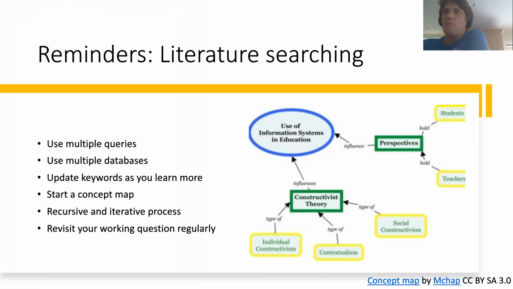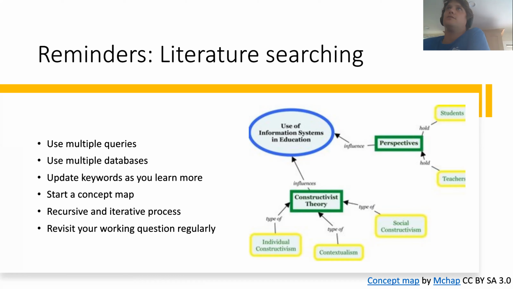All right, so just some reminders at the end of your literature search. You're going to have to do this a couple of times. Budget some time to do this. You're going to have to use multiple queries using a lot of different keywords, sub them in and out. Use multiple databases. Use Google Scholar, but also use some of the other library databases and play around with ones that you see. Update keywords as you learn more.